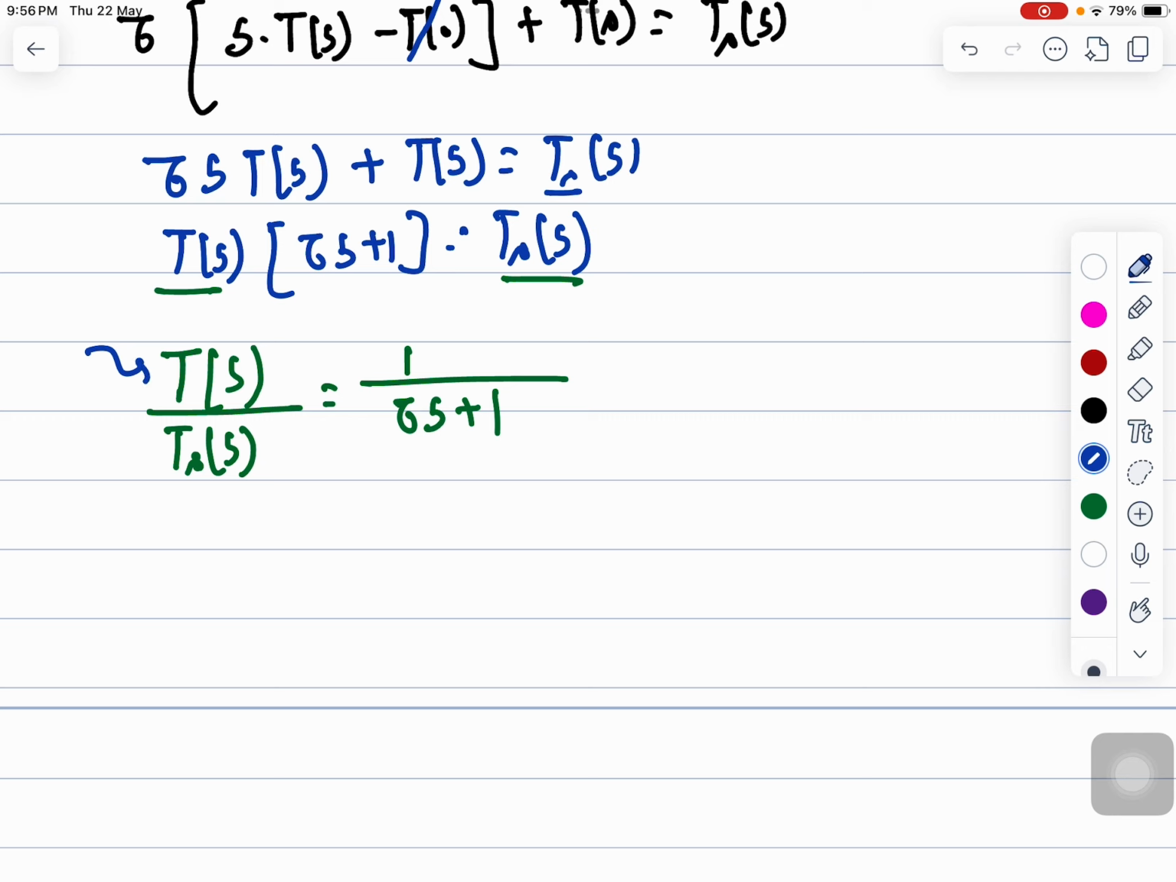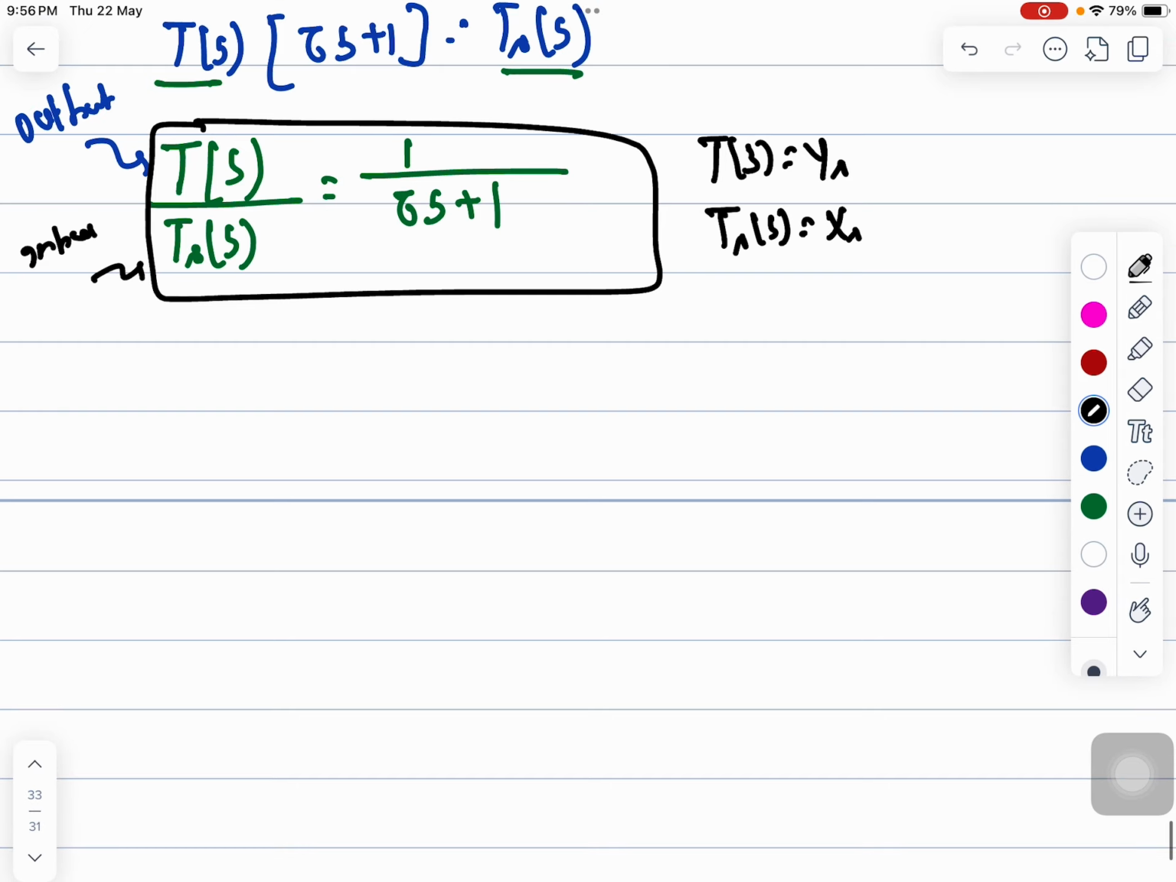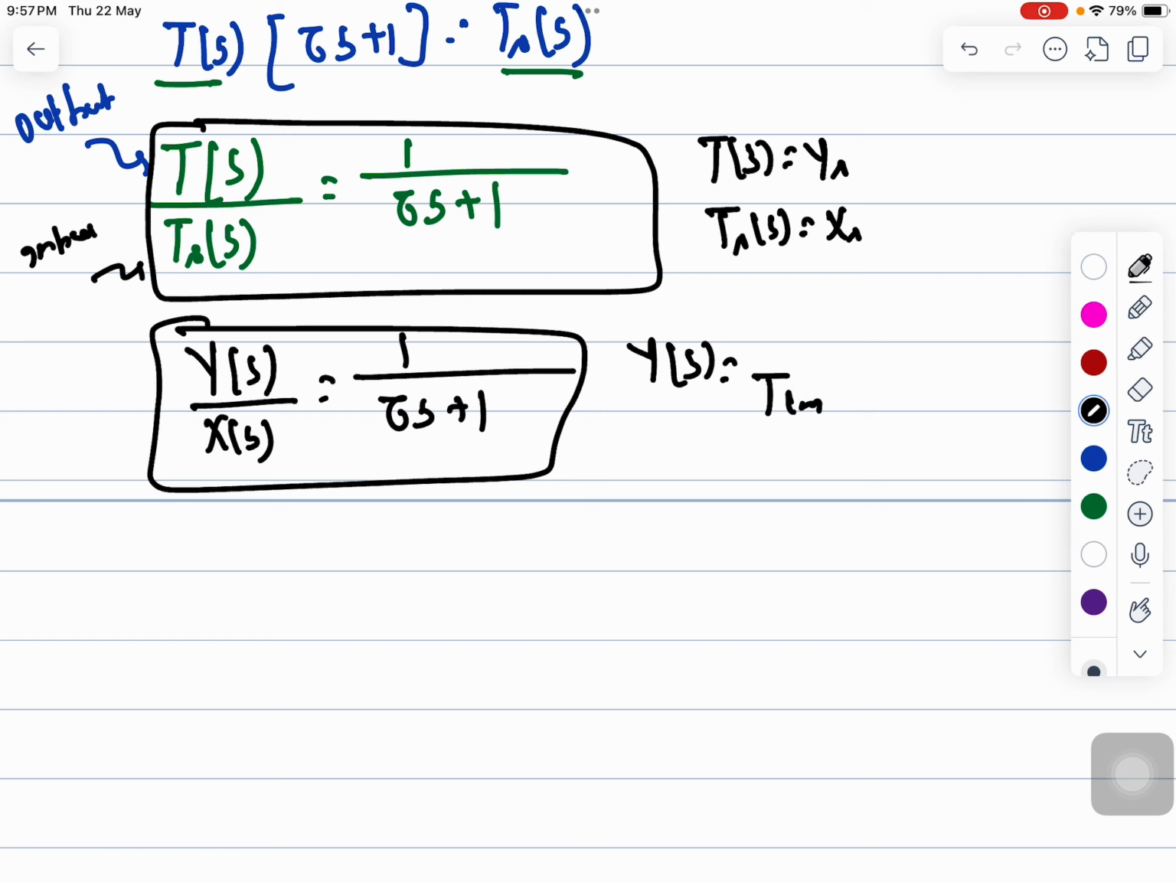So that is the output and that is the input. This is how the transfer function looks. Sometimes T(s) can be written as Y(s) and Ts(s) can be written as, let's say, X(s). So finally I can write Y(s) divided by X(s) equals 1 upon tau s plus 1. So what is Y(s)? Y(s) is the temperature of the thermometer, and what is X(s)?